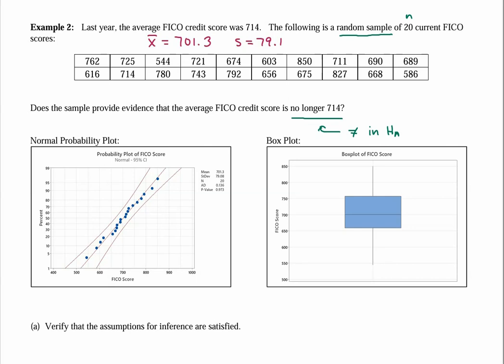Additionally, I wrote in the sample mean and sample standard deviation up here. I know they're visible if you look down here, next to the normal probability plot, but those numbers look kind of tiny, and I figured once this video is actually converted, it ends up being smaller, and I wasn't sure if those would be readable. So that's what they are, the 701.3 and the 79.1. We're certainly going to need them when we compute the test statistic.